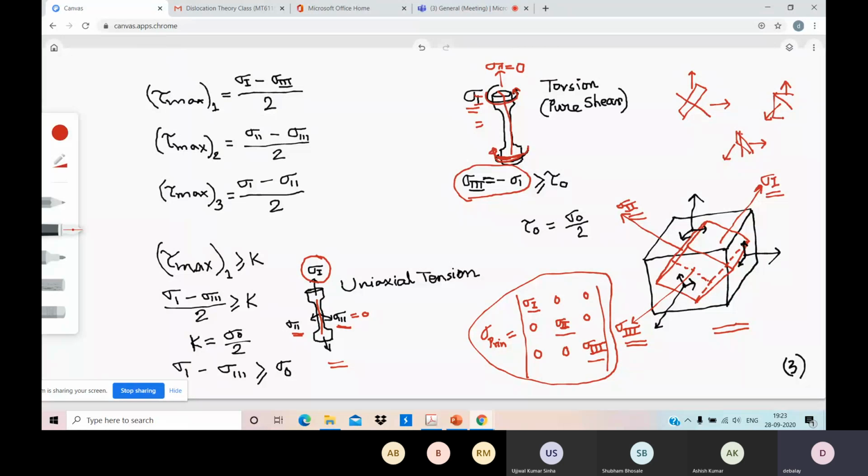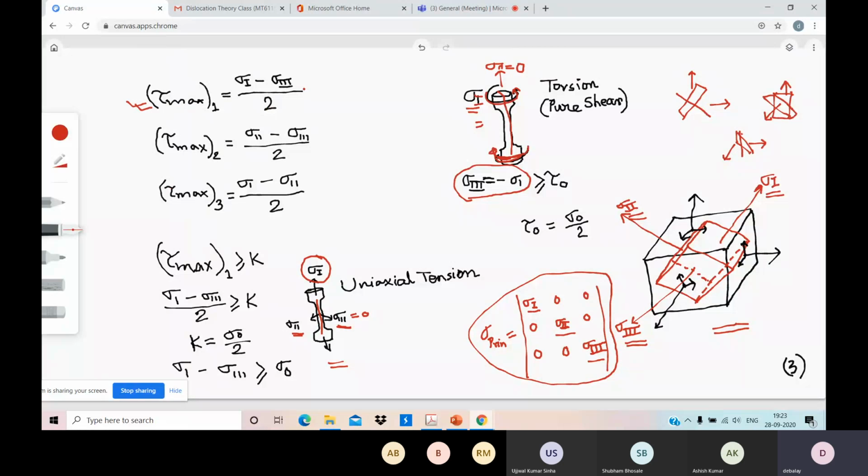Something maybe like this and like this, 45. So you can understand there will be 6 such 45-degree planes that you can draw. 110 type of planes in a unit cell that you can draw. So depending on your loading, if you consider 1 and 3, there will be one maximum shear. If you consider 2 and 3, there will be one maximum shear between them. And 1 and 3, there will be one maximum shear between them. So there are 3 potential candidates of maximum shear stress, as I am writing here.